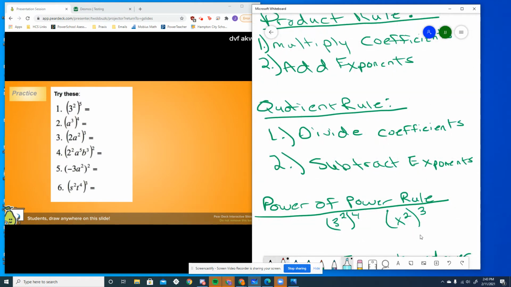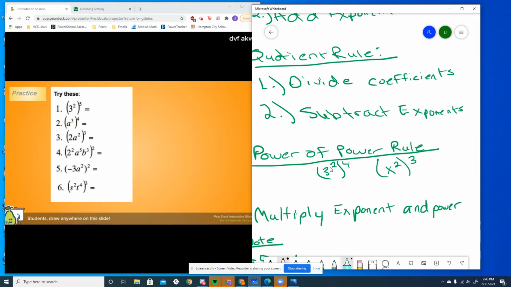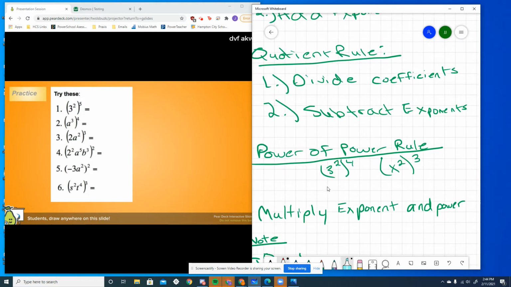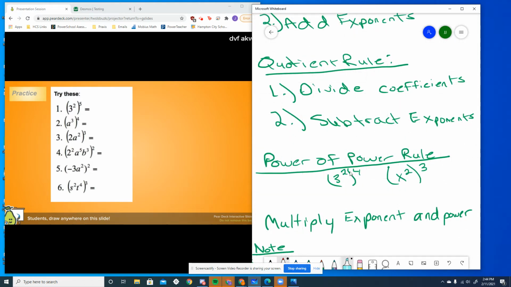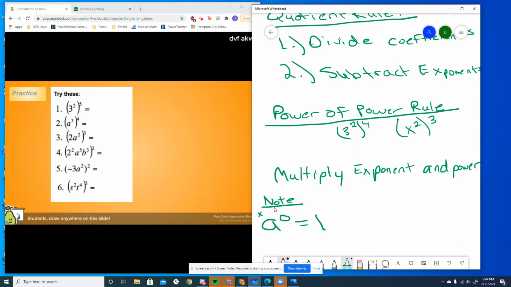And then we have something called the power rule that we talked about today. That's one of the examples where you have 3 squared to the power of 4, or x squared to the power of 3. Well, we know that we're going to multiply that exponent and that power together. So for example, this exponent is 2 and the power is 4, so 2 times 4. A special note to know is that anything to the power of 0 is always going to equal 1.